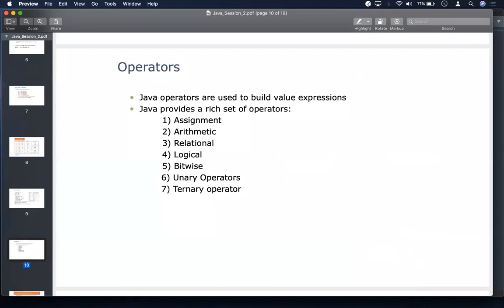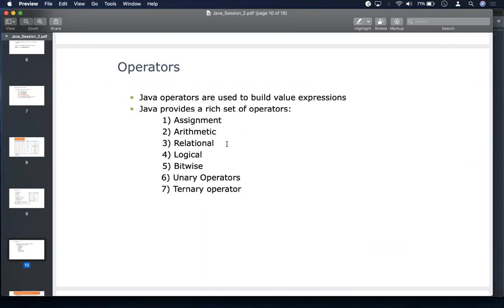Java operators are used to build value expressions, and Java provides a rich set of operators. We have the assignment operator, that is single equal to. In arithmetic, we have 5 arithmetic operators. Then relational: in Java, relational operators are divided into 2 categories, relational and equality. Greater than, less than, greater than or equal to, less than or equal to are relational; equal to and not equal to are equality operators. Then we have logical operators: logical and, logical or, and logical not.